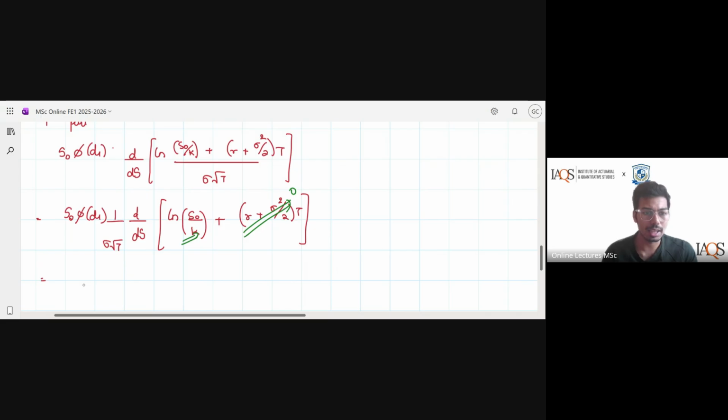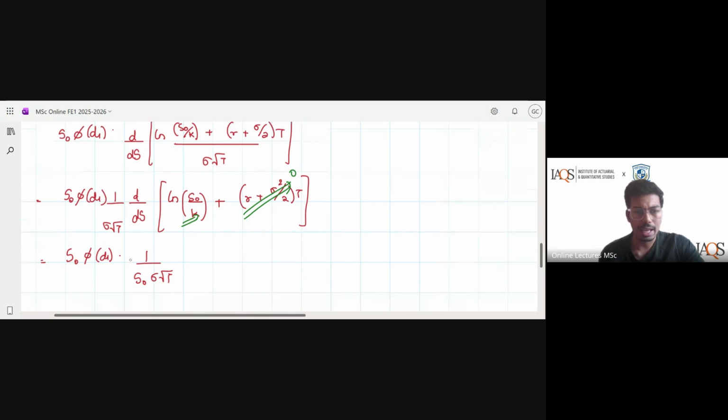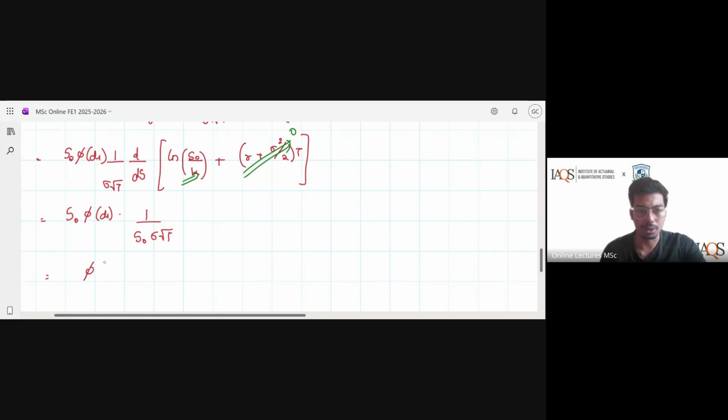Therefore, I can write this as S0 phi d1 into 1 upon sigma root t, or rather, let me write this as 1 upon S0 sigma root t. The differentiation d by ds of d1 came out to 1 by S0 sigma root t. Fair enough. S0 will get cancelled. What am I left with? Phi of d1 divided by sigma root t. I cannot solve this any further.